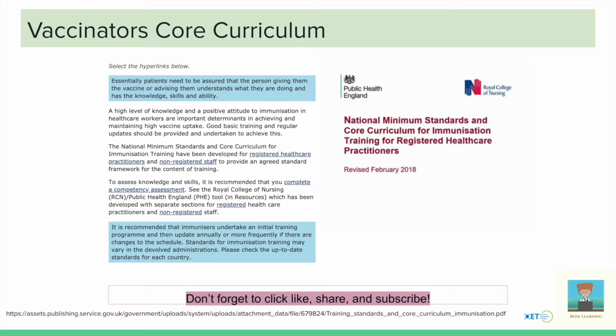But as part of my training, I found some really interesting texts from the Royal College of Nursing. And today I thought we'd look at some texts from the National Minimum Standards and Core Curriculum for Immunisation. Why am I picking these? Well, don't forget that the OET is always based around real life and real workplace scenarios. And what can be more real than these kinds of texts that are actual real texts?